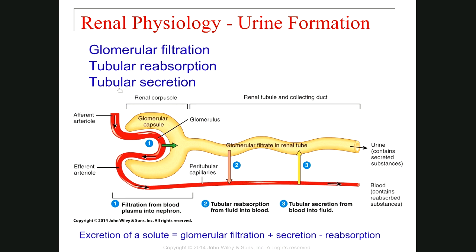As you see in this picture, you have the glomerulus here and the glomerular capsule or Bowman's capsule. The filtration takes place in this part. The filtration means moving substances from the blood vessel to the Bowman's capsule. And when these filtrates start to flow in the renal tubule, we have two other processes.